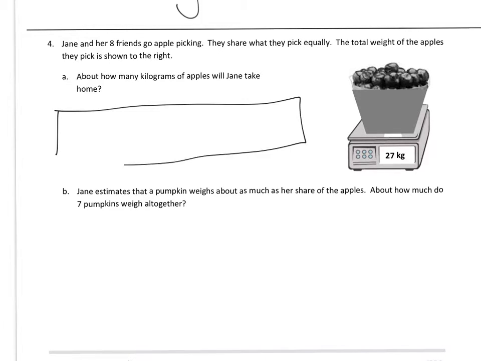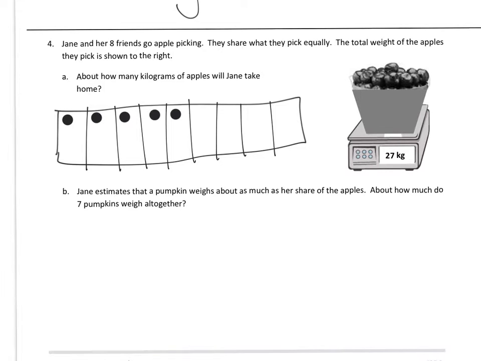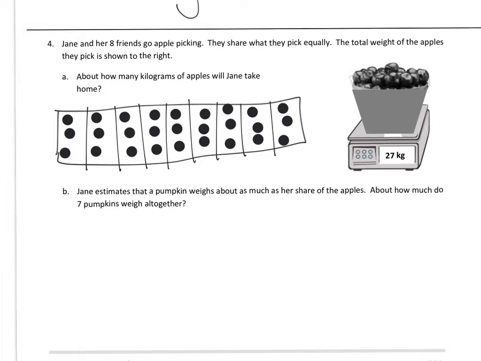Let's use a tape diagram. I know that for 9 friends I need to draw 8 lines. And then I need to distribute my 27 kilograms of apples. How am I going to equally share those in those 9 groups? By putting 1 in each group. So go ahead and put 1 kilogram of apples in each group until you get to 27. Okay.